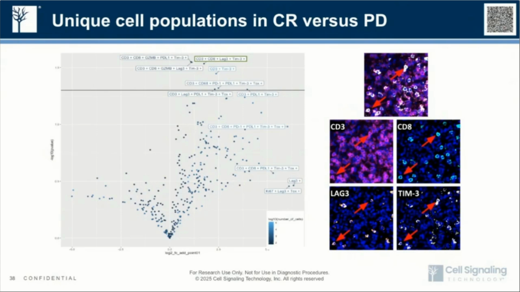We were then able to take the data we were finding in the numbers and bring that back to the images using Visiopharm software, to identify that a CD3, CD8, LAG3, and TIM3 cell is actually present, and that this isn't something that is a makeup of the data or something that was misunderstood by the software. So we can visually find those cells present.